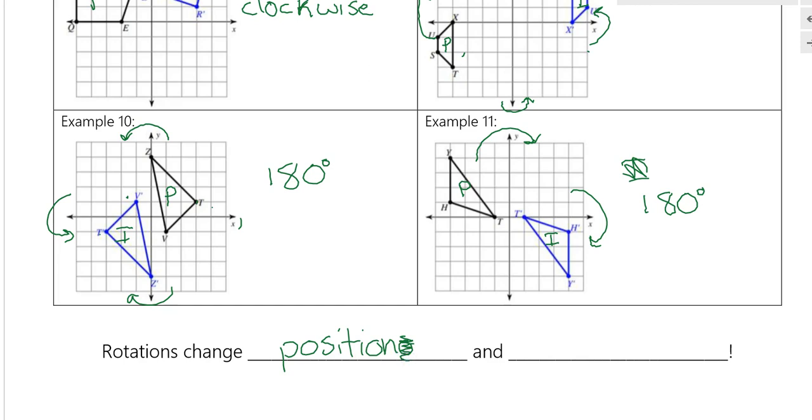Okay. So again, rotations will change your position where you are on the coordinate plane. Why do I keep putting O's after things? And then orientation. My brain is getting ahead of me. I was trying to write this O over there. Okay, so rotations change position and orientation, where it's facing.